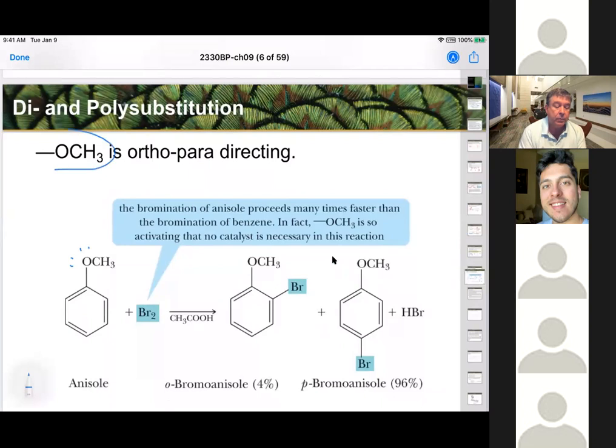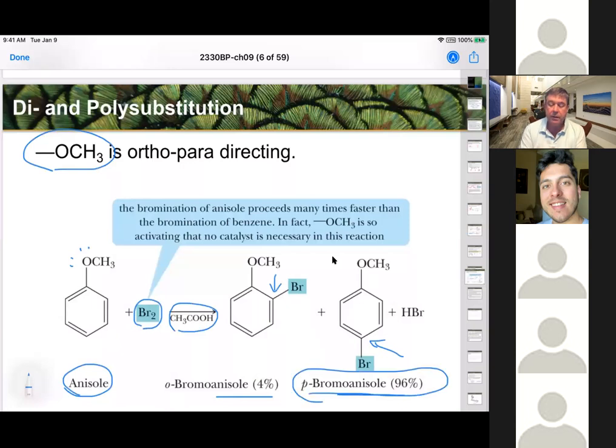So this methoxy group, or anisole, right here, is an ortho-para director. So in this case, we're using acetic acid as our catalyst with our bromine, and it's going to make the ortho derivative and the para derivative. Notice there's a little bit of both, okay? Now, the only reason this is the major portion here is because of sterics, okay? So this is a little bit bigger than the two hydrogens over here, and therefore most of it goes opposite, because this is the ortho position and this is the para position. So it's an ortho-para director.